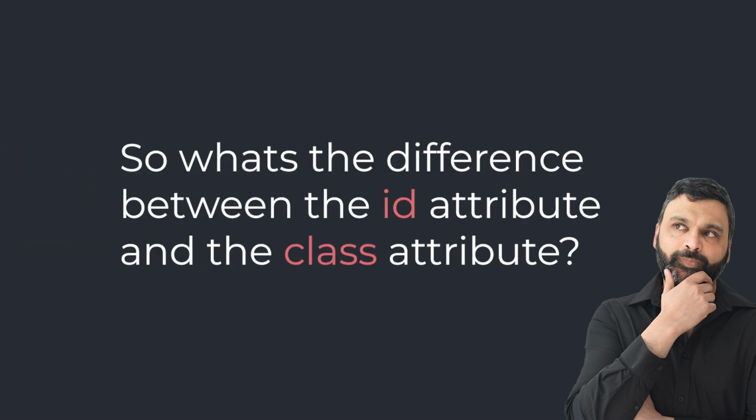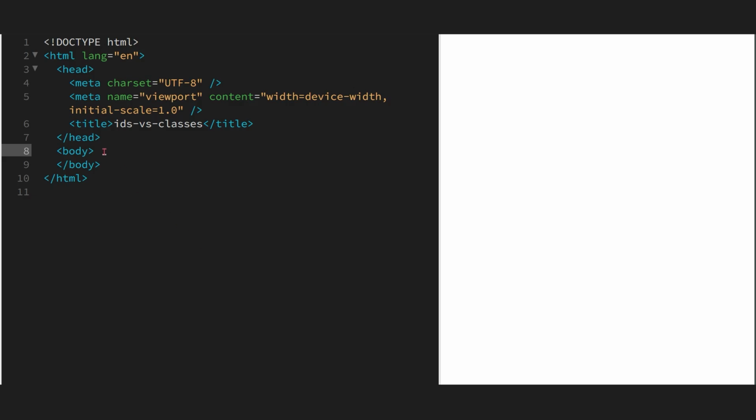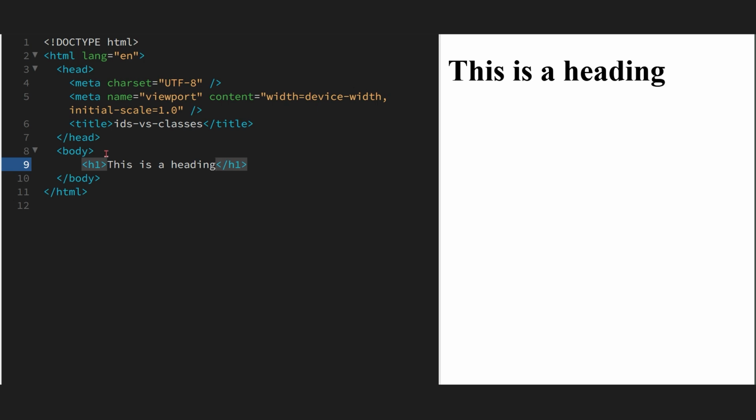So what's the difference between the ID attribute and the class attribute? The ID attribute. We have a simple web page and we're going to put a heading in. We'll do that with H1 and we close it. Put some text in. And then we're going to add an ID. The syntax of the ID is ID equals open speech marks, the name, and the closing speech mark. So red is the name in this case.